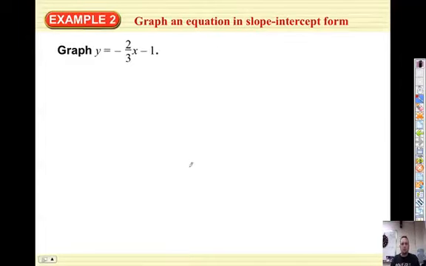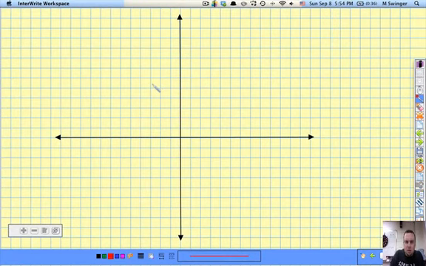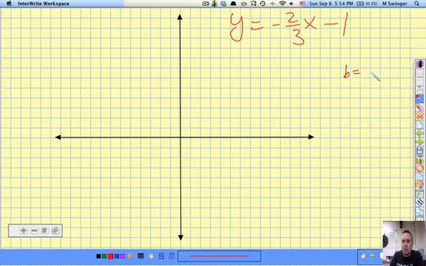Example 2. We want to graph an equation in slope-intercept form. Now, we've actually already done this. So let's go back. Y equals negative 2/3 x minus 1. Let me change the slide here. Y equals negative 2/3 x minus 1, I believe it said. So your b, your y-intercept, is negative 1, not positive 1. And your m, your slope, is negative 2/3.